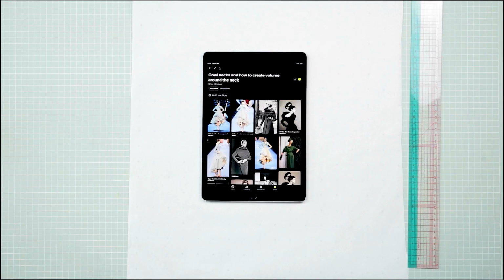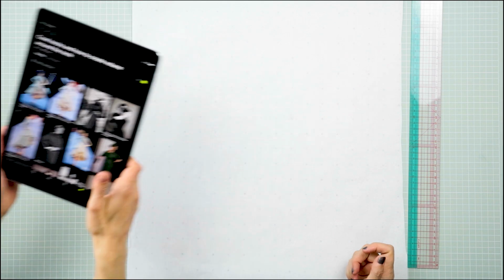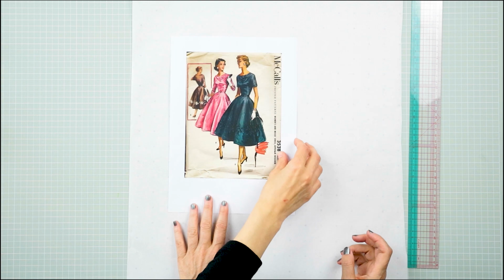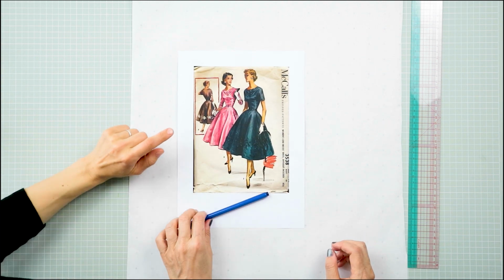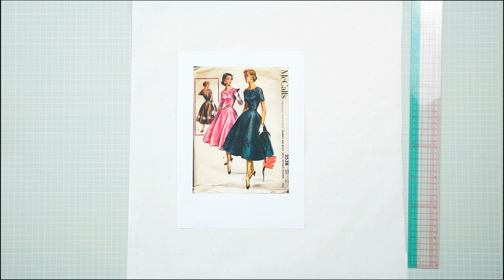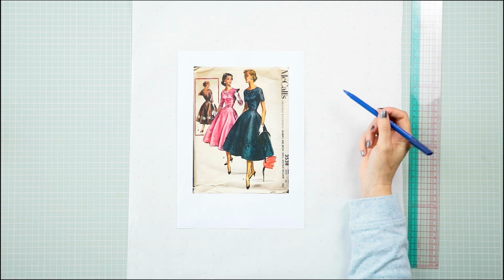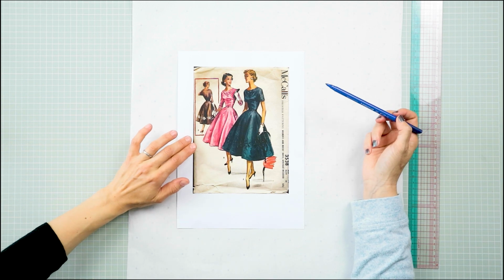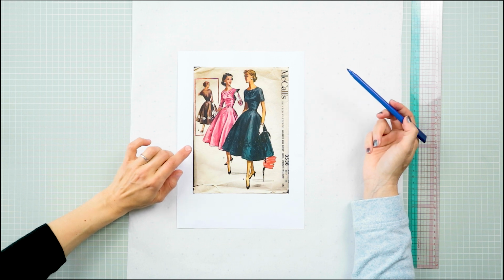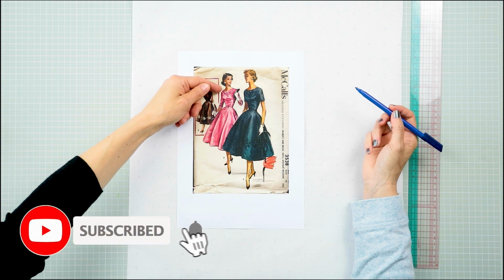So let's get drafting our cowl neck. The one we've chosen is 50s, I think it's 50s, 60s vintage, and the reason we liked it is because it's quite a restrained cowl neck.